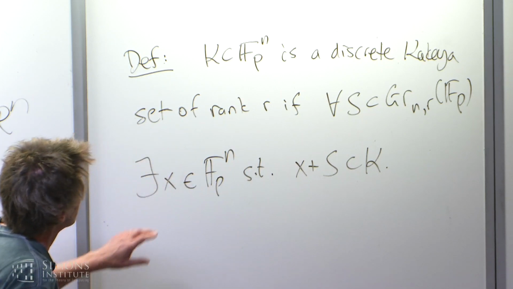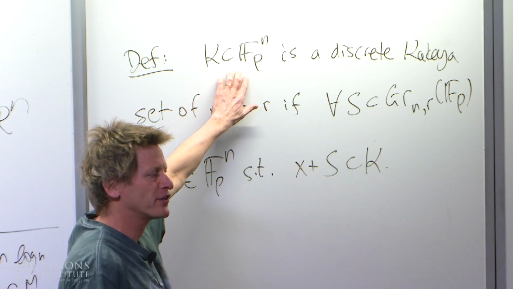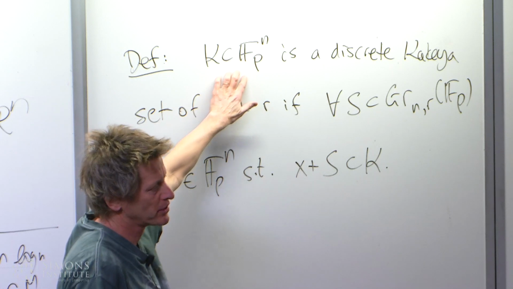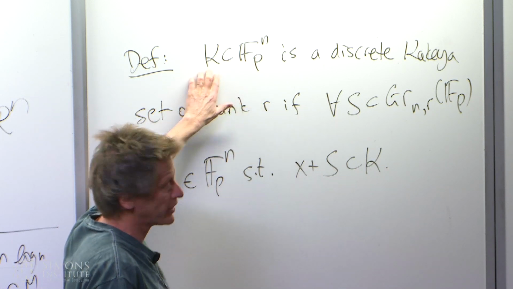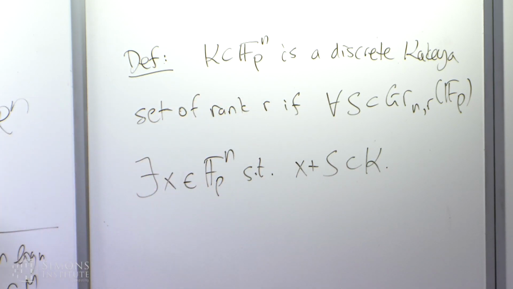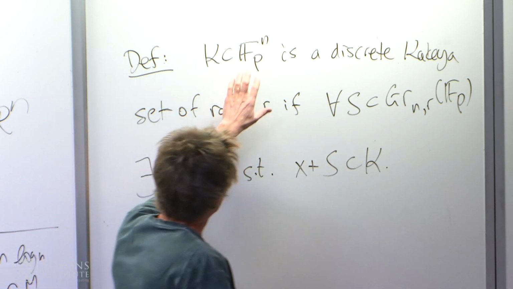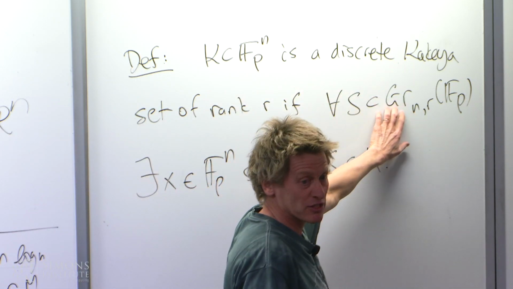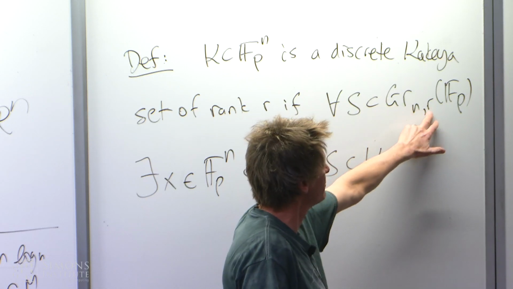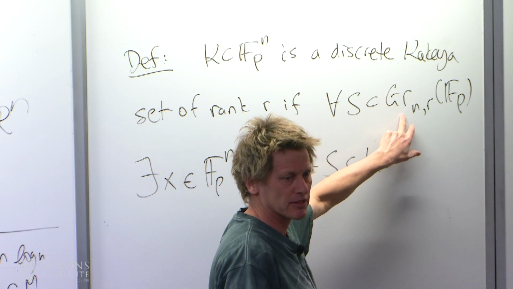So we're working in the finite field F_p. p is a prime, or it could be a power of a prime. And we're looking at a set which has p to the n elements, and it's a vector space. And so this Grassmannian is all the r-dimensional subspaces in this vector space.